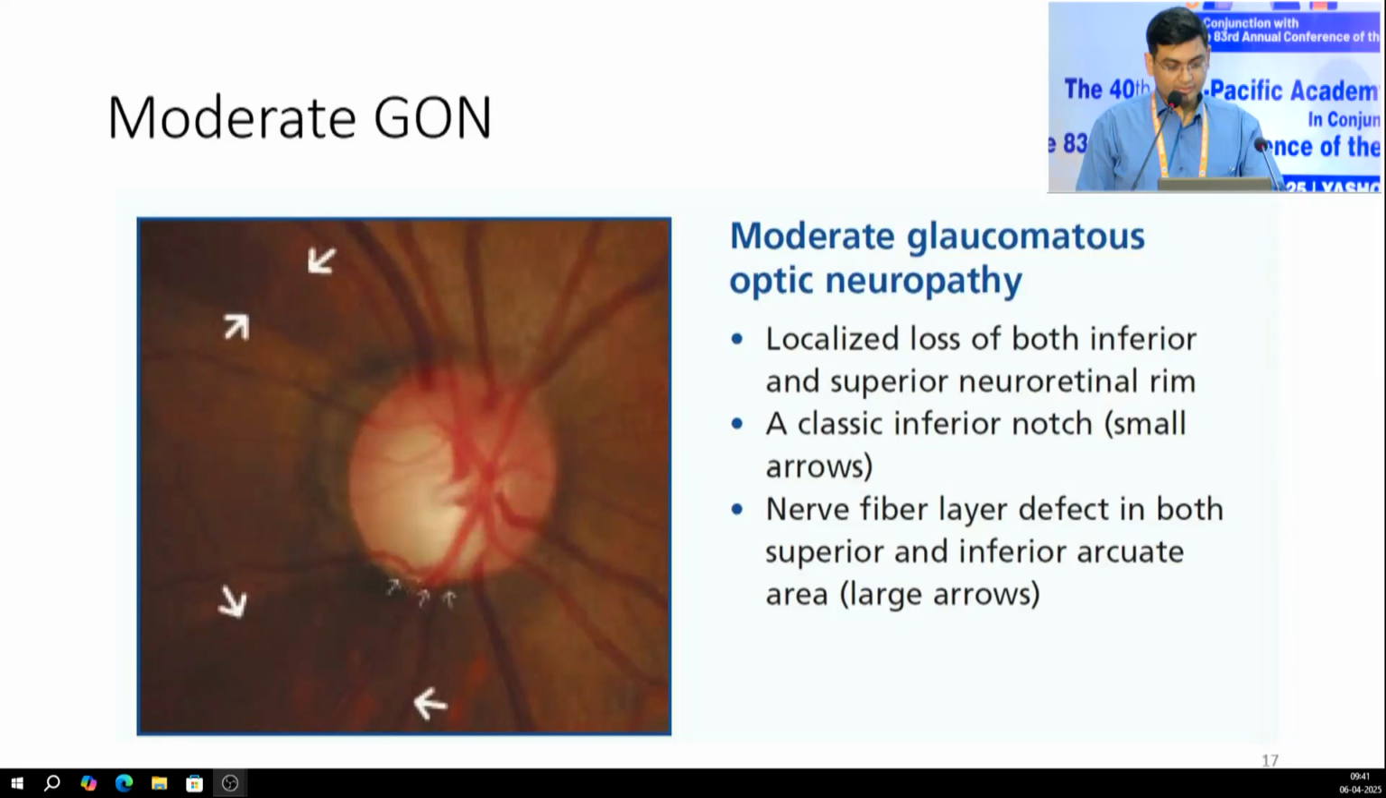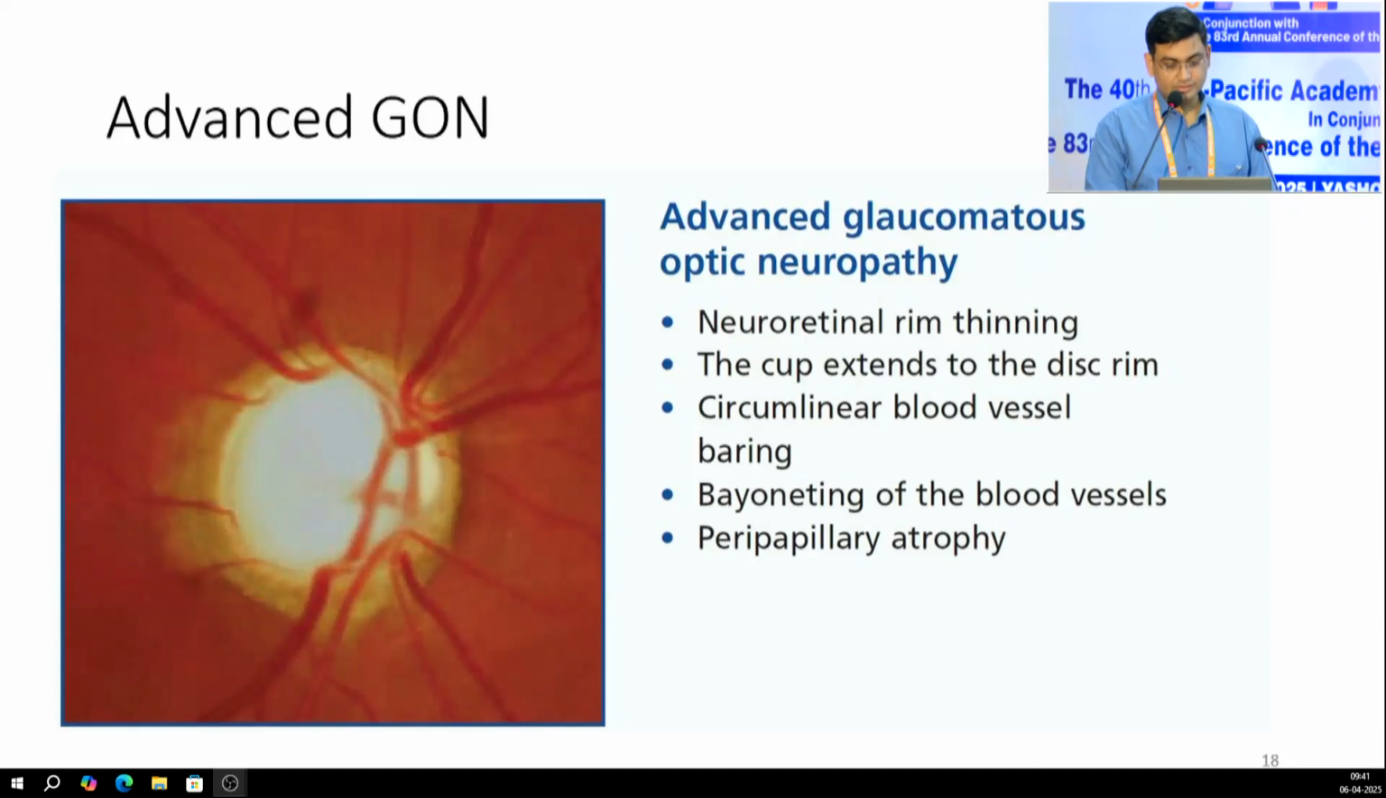So here you can see that in a moderate glaucomatous optic neuropathy, localized loss of both the inferior and superior neuroretinal rim is there. A classic inferior notch can be seen, where the small arrows are. And an NFL defect in both the superior and inferior arcuate will cause a visual field defect. In advanced optic neuropathy, neuroretinal rim thinning is very large, and the cup extends to the disc rim. It's almost 0.9. Then you can see circumlinear blood vessels, bayoneting of the blood vessels. The peripapillary atrophy is also there.